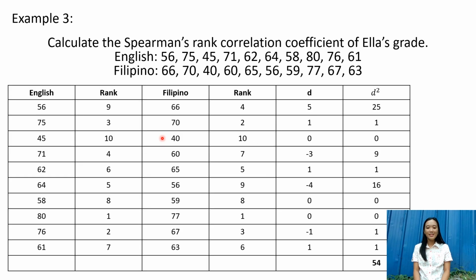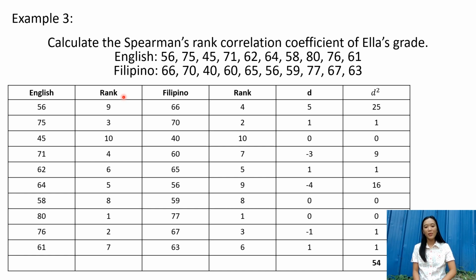Example 3. Calculate the Spearman's rank correlation coefficient of Ella's grade. Ella's grade in English is 56, 75, 45, 71, 62, 64, 58, 80, 76, and 61. Ella's grade in Filipino is 66, 70, 40, 60, 65, 56, 59, 77, 67, and 63.